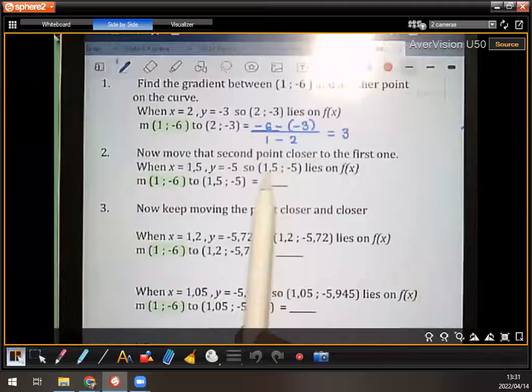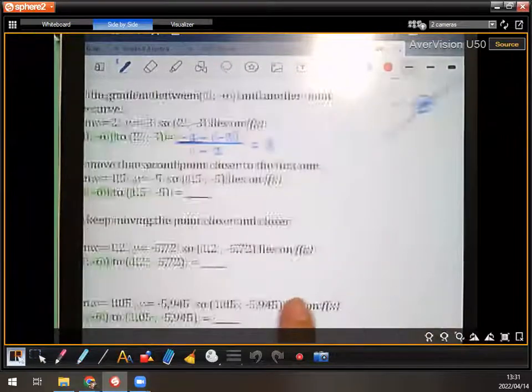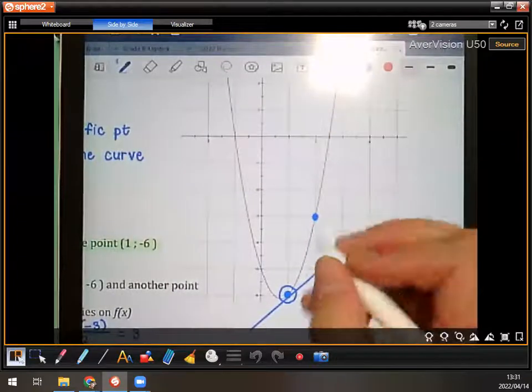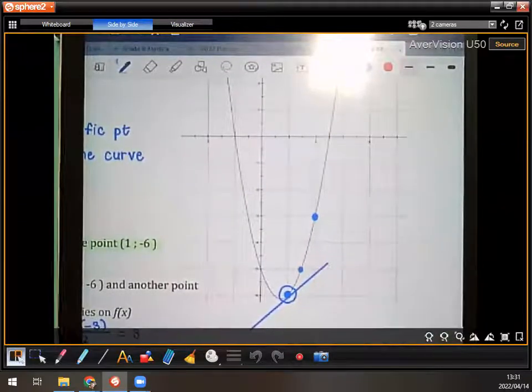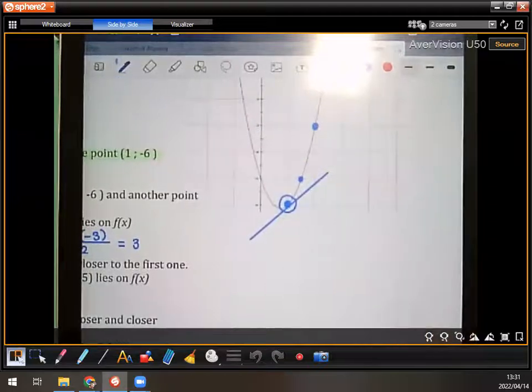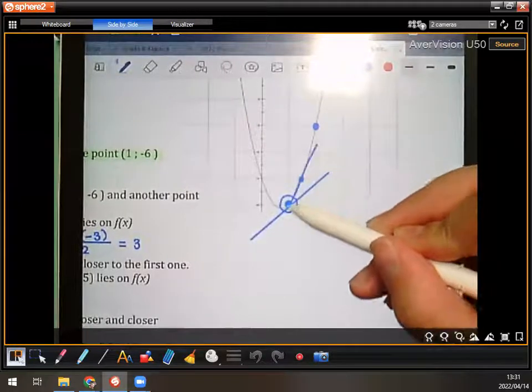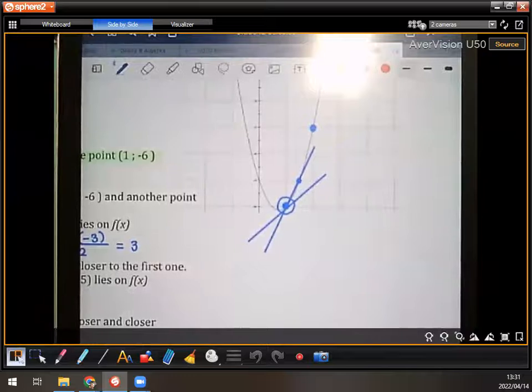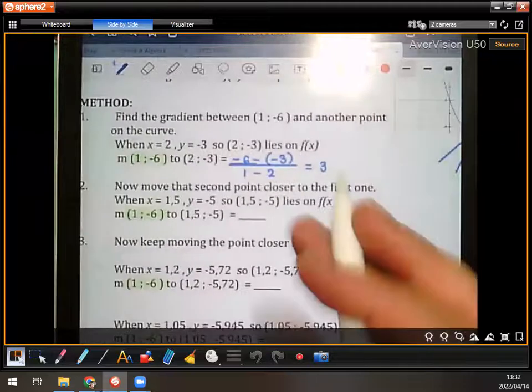So they are now choosing the point 1.5, -5. On the picture, I'm just going to show you where that is. 1.5, and -5. It's now that point. That's the second point that they're asking us to work with. So in the second calculation, you're finding this gradient by doing change in y over change in x. Do that quickly on your own. It's in the second line. I wrote it down already while I was talking.